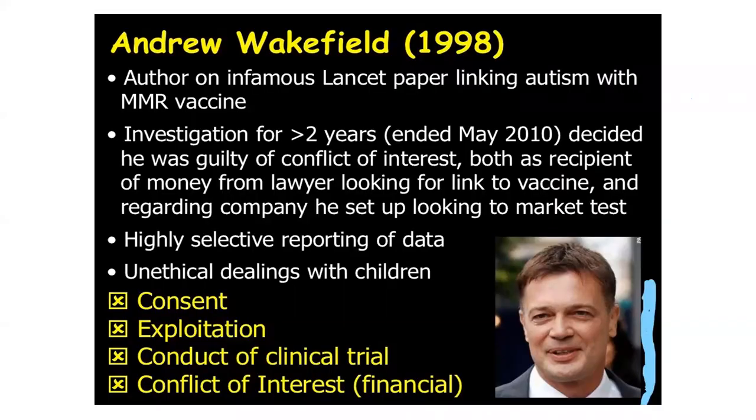Andrew Wakefield, 1998: a famous paper linking autism with the MMR vaccine. You know the MMR vaccine, all of you? Measles, MMR vaccine. He was investigated for more than 2 years and found guilty of conflict of interest, both as a recipient of money from a lawyer looking for a link to the vaccine, and regarding a company he set up looking to market it. Highly selective report of data. The data is wrong, selective, not complete. And unethical dealing with children. You know, this is a very bad example.